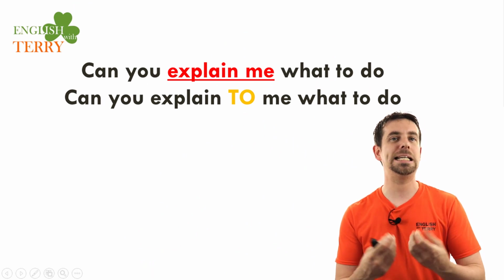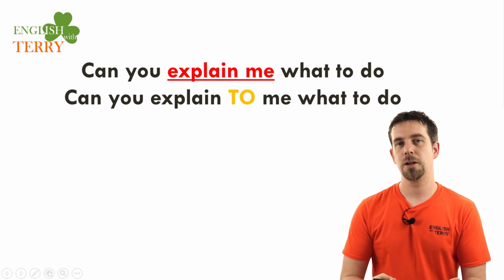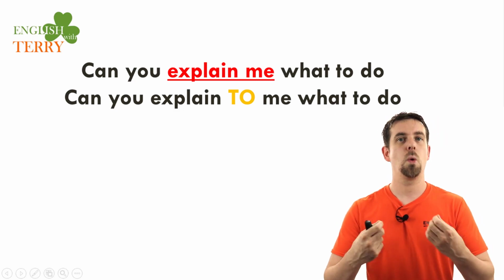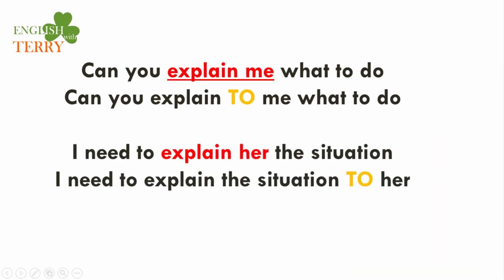"Can you explain me what to do?" When in English, it must be, "Can you explain to me what to do?" Another example is, "I need to explain her the situation." "I need to explain the situation to her." It's just the way we say it in English.